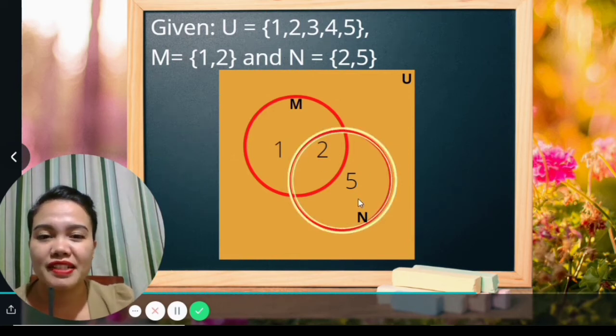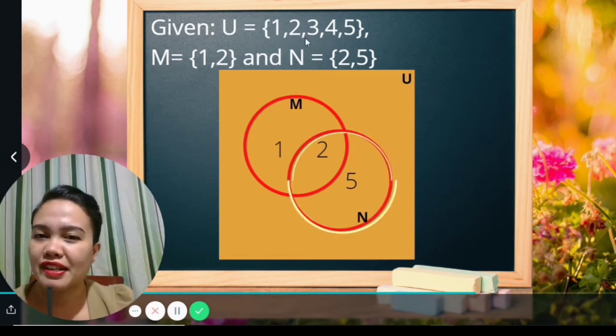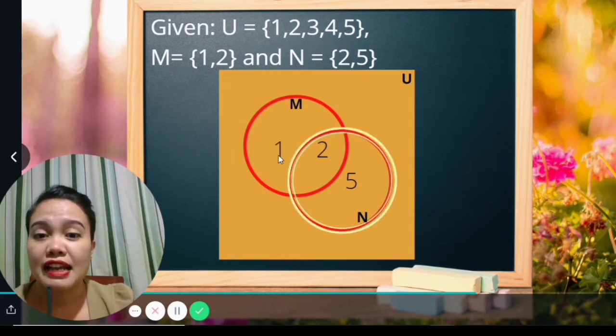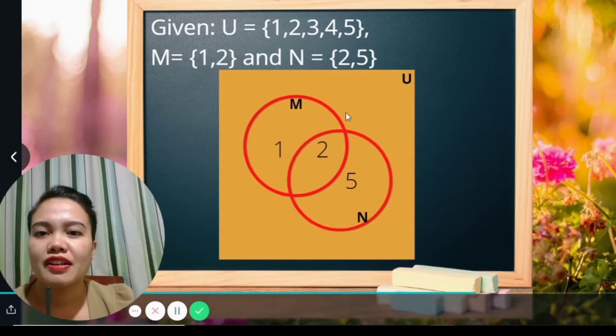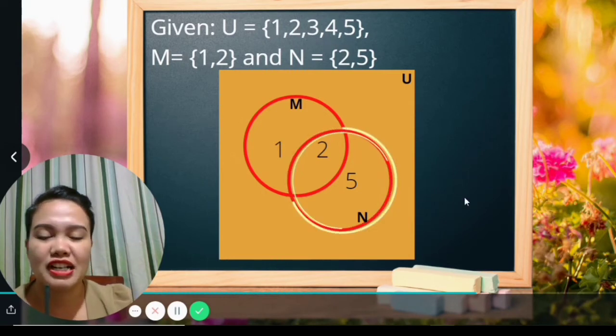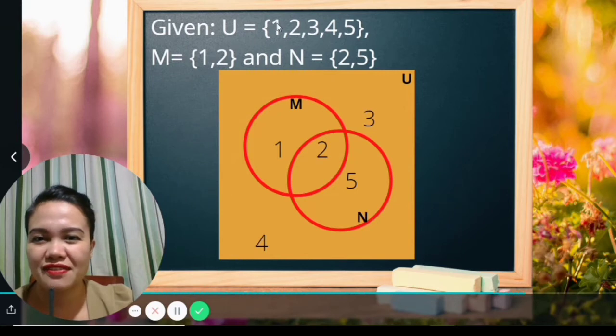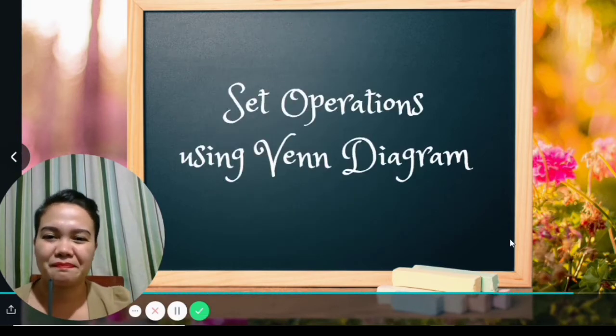Since your subsets are complete, you now have to complete the whole Venn diagram by writing the remaining elements of your universal set. We already have 1, 2, and 5. So what remains, or what is lacking, we have 3 and 4 only. So we write that outside these circles but still inside the rectangle. Okay, there you have it. Your universal set, 1, 2, 3, 4, 5. Complete. Set M, 1, 2. Set N, 2, 5. Okay.